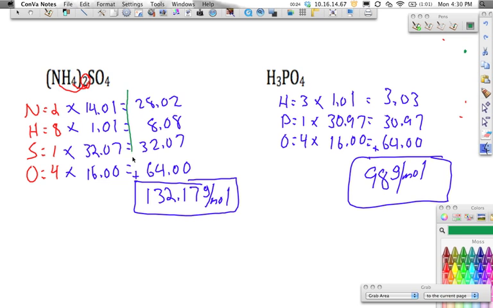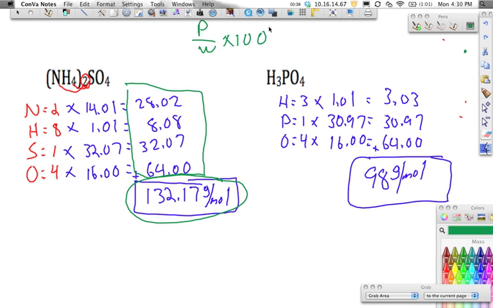If you do it this way, it's a little bit easier when you're doing percent composition, because your part is going to be up here, and your whole is going to be on the bottom. Percent composition is just part divided by whole times 100. That's our formula for it. So this is our part, this is our whole, and then we multiply it by 100.